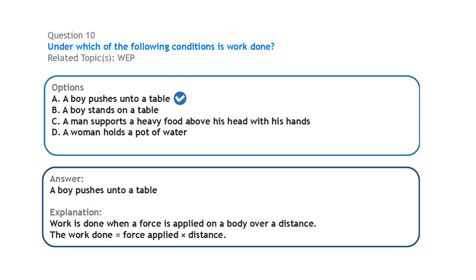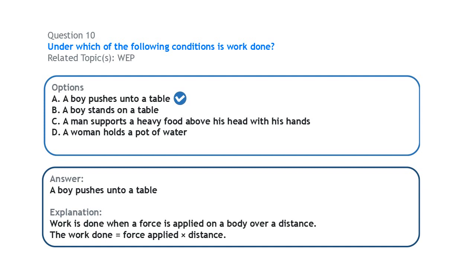So if we consider the options that we have here, the first one, a boy pushes a table. B, a boy stands on a table. C, a man supports a heavy load above his head with his hands. And D, a woman holds a pot of water. So the question here is, in which of those is force applied over a distance? And that is only in the first case, where we have a boy pushing a table. So you have a boy pushing a table over a distance, like pushing a table from one point to another. In this case, a force has been applied on the body and that body has been moved. There's a change in the position of the body.